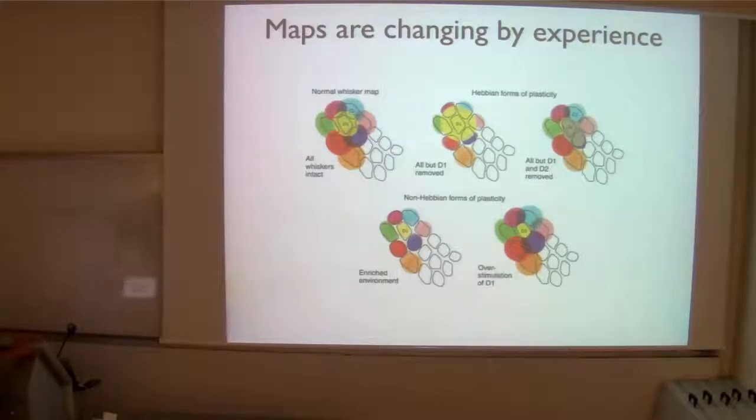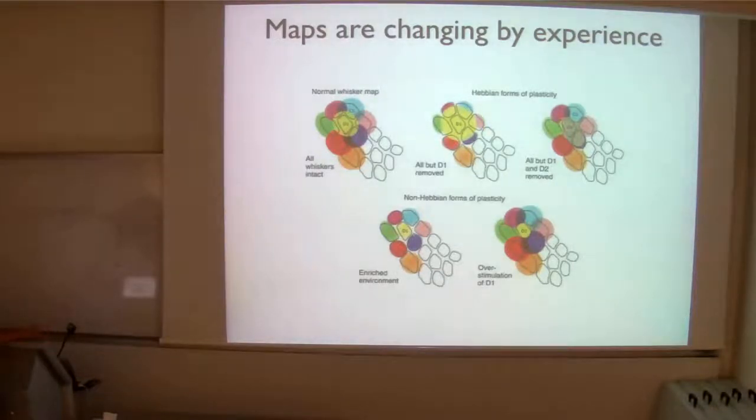Now you do the same mapping experiment, but after you remove all the whiskers except the D1 whisker. So you leave the rat with only one whisker for a few days, and then you do the mapping. What happens is that the area in cortex that responds to flicking of D1 is expanded, as if neurons in other places in the cortex are now also receiving information from the D1 whisker.